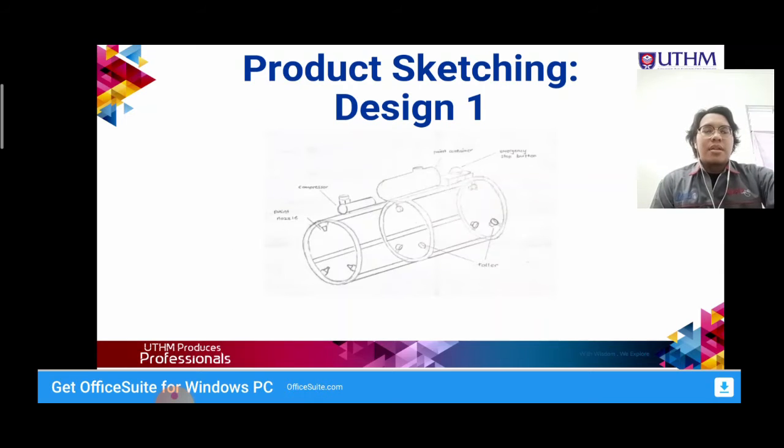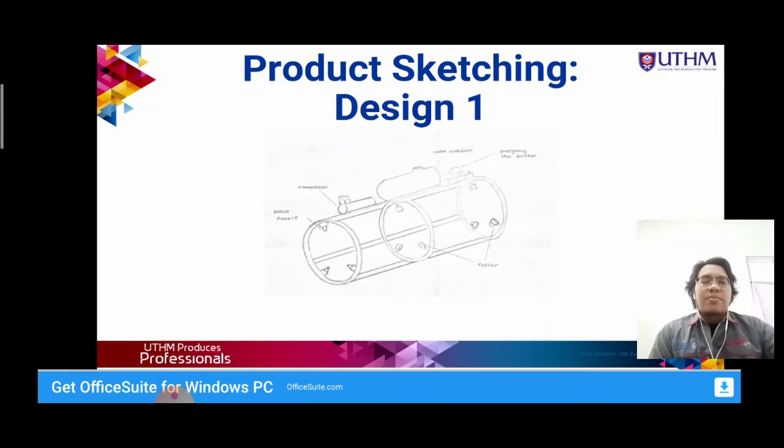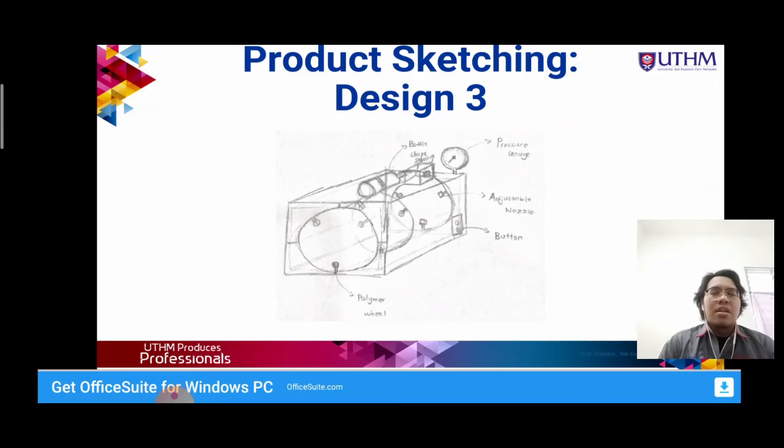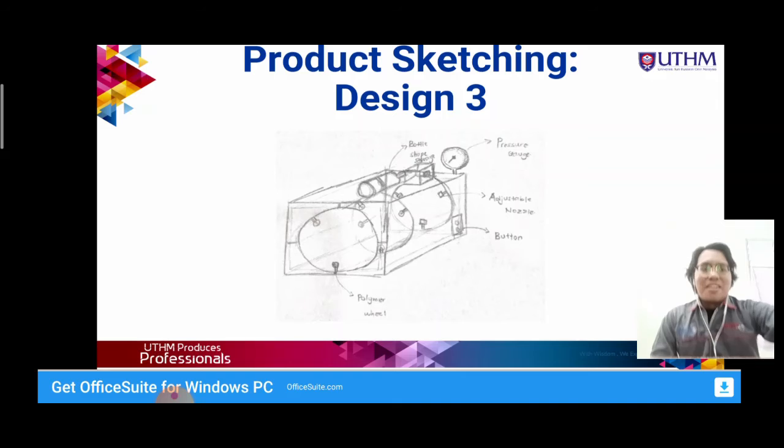And then we move on to the product sketching. As you can see, there are 3 sketches that are made for this project, and this is the first sketch, which is a normal ring shape with a beam, and then the second design, which is just a cylindrical shape, and then the third design is a rectangular shape.